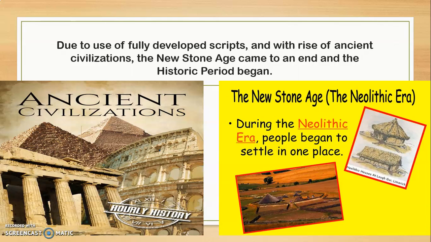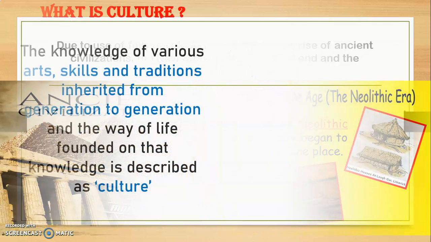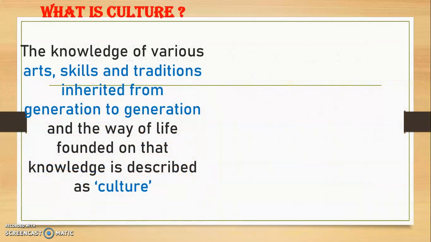The New Stone Age period means the Neolithic era, where during this New Stone Age, man began to settle down in one place. He started living in groups. He started building his own houses. He started cultivating. So this came to an end, and from here began the historic period. So let us understand how this historic period started.